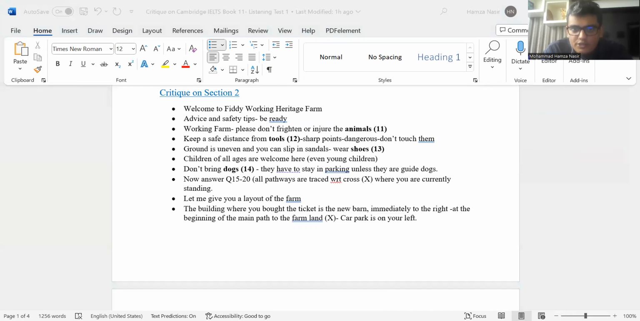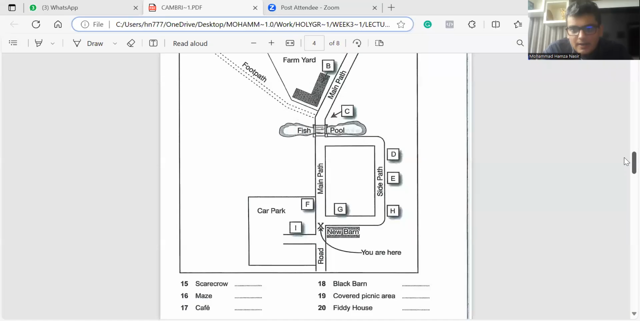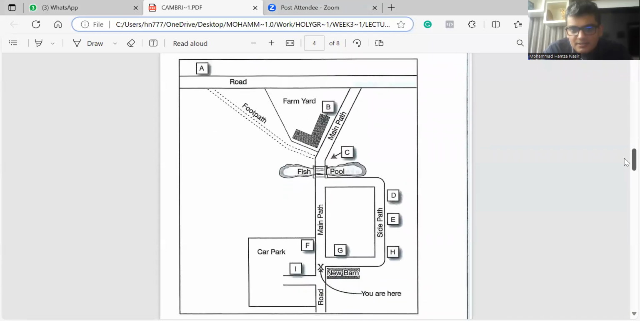Okay. So we are just going to look at the map for a second and see what they've said so far and try to make sense of that. So we're saying that this is where we are standing. He said the new barn is to the right. This is at the start of the main path, and the car park is immediately to our left.